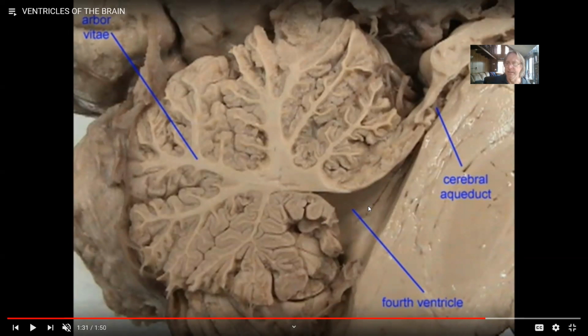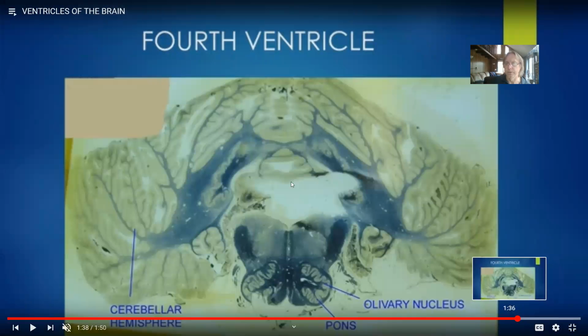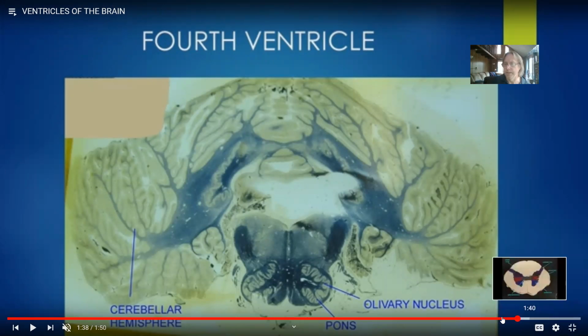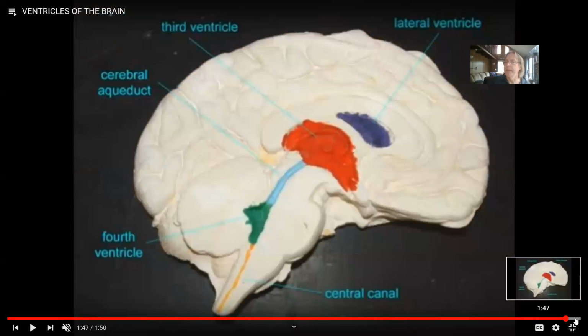Right, so here you can see the fourth ventricle, and you notice the cerebellum around it. From here cerebrospinal fluid could go into the central canal of the spinal cord, or in the meninges in the subarachnoid space, it could be reabsorbed.